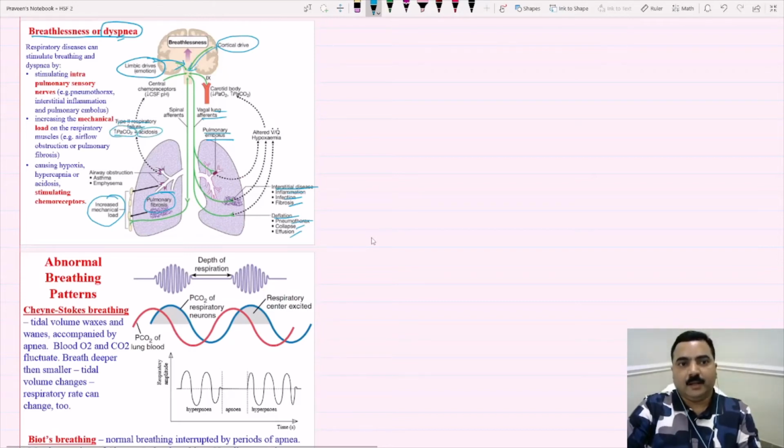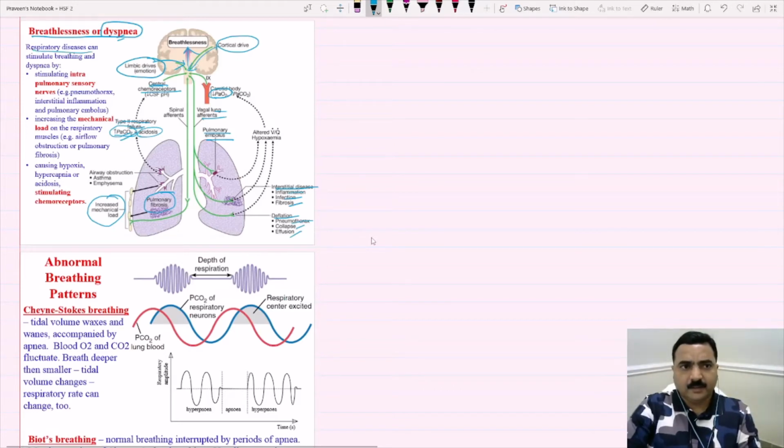An increase in carbon dioxide will cause the central chemoreceptors to be stimulated and then cause the problem. For the peripheral chemoreceptors, a decrease in O2 can cause the carotid bodies or the aortic bodies to get stimulated and cause the stimulation for the breathlessness feeling. So it's all the feeling that you get from the respiratory center that goes to the brain, and cortical awareness of a feeling of breathlessness. That means there is a problem over there.